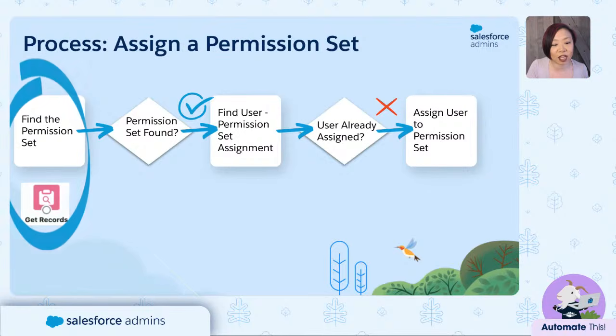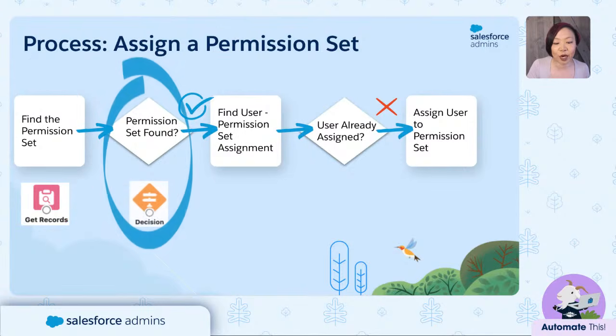Now let's take a look at the actual flow elements that we will create. So we're going to do a get records to find the permission set and store the ID. Next step, we're going to have a decision, and that's going to check to see if that permission set was found in the get records.